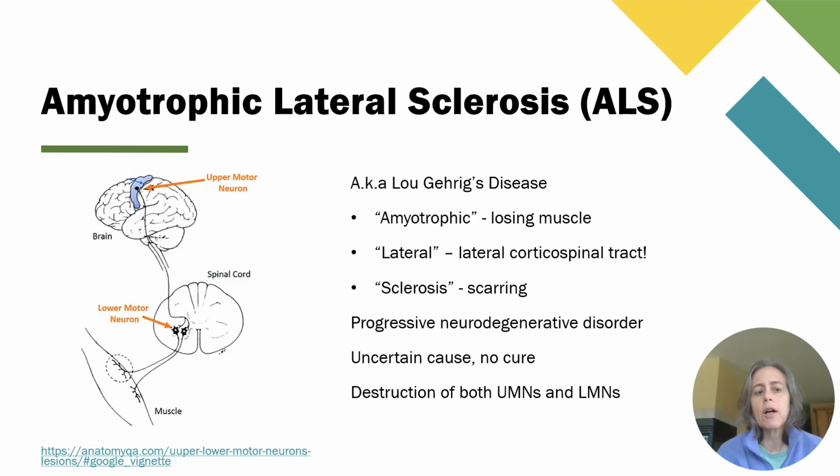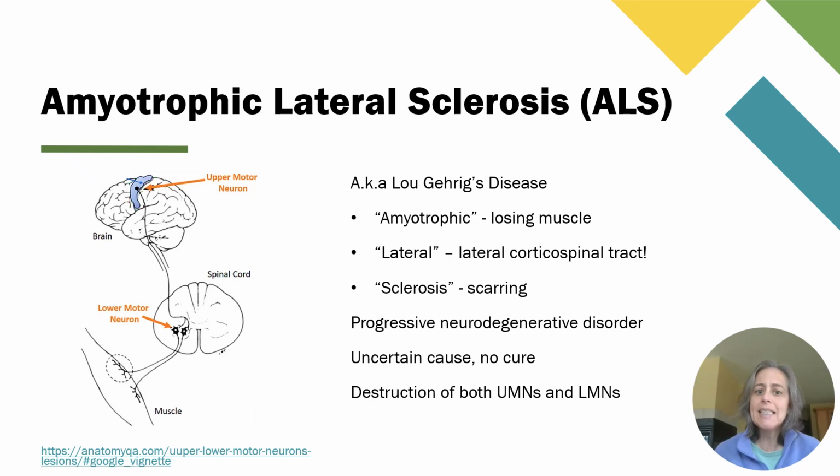The first condition we'll talk about is amyotrophic lateral sclerosis. It's also known as Lou Gehrig's disease, or ALS. Amyotrophic: the prefix a means without, myo means muscle, trophy means growth. So amyotrophic means you are losing muscle. Lateral comes from a reference to the lateral corticospinal tract, and the word sclerosis means scarring. So that's how this condition got its name.